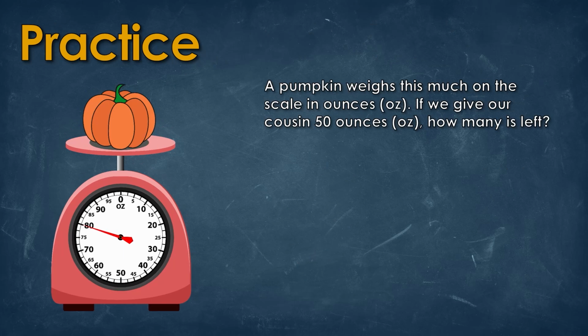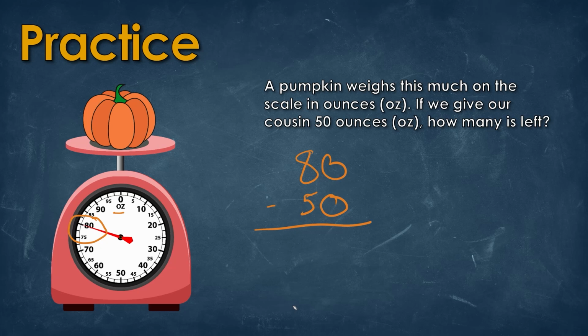Let's do a practice problem. Okay, so we have a pumpkin. I can see that. Let's take a look at the scale. We see that the arrow is pointed directly at 80. Okay, and it looks like we're looking at ounces. So we have 80. Let's see what the question says. A pumpkin weighs this much on the scale. Okay, well, we know the pumpkin is 80. If we give our cousin 50 ounces, how much is left? Well, if we have 80 on the scale, we give him 50 ounces, what's left over?